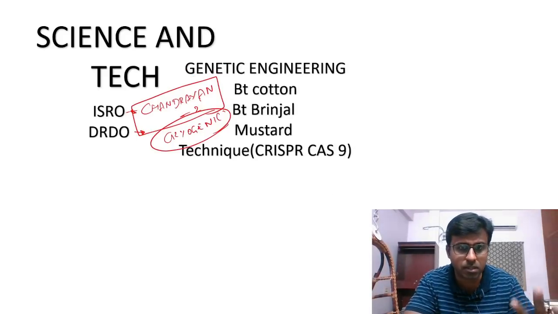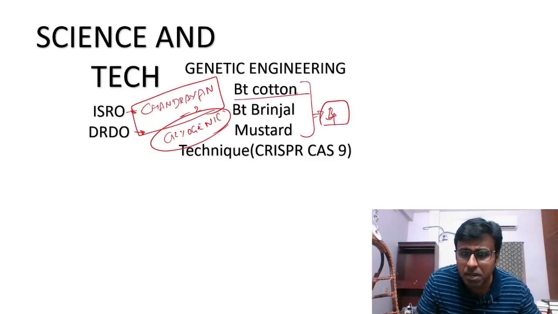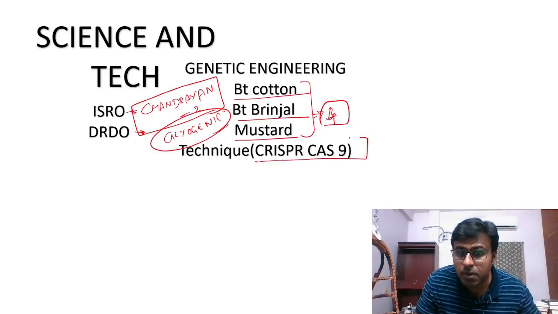Next, genetic engineering. In genetic engineering, this question has been asked 3 or 4 times. What is BT cotton, what is BT brinjal, what is mustard, what is the CRISPR Cas9 technique?